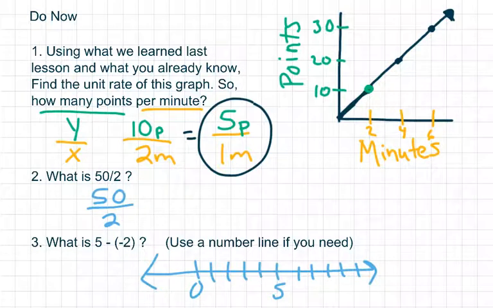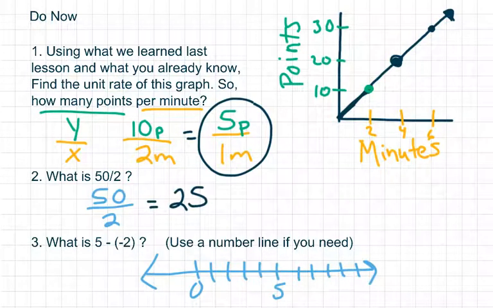So hopefully you got that. If you divided this second point, 20 divided by 4 is still 5. If you divided the third point, 30 divided by 6 is still 5. That's why this is a straight line, because the slope of the line is constant. It's all 5. In this second question, it was 50 divided by 2. That slash means division. So 50 divided by 2, we know is 25.